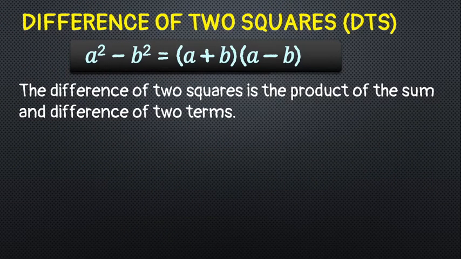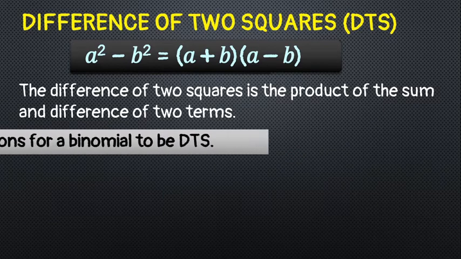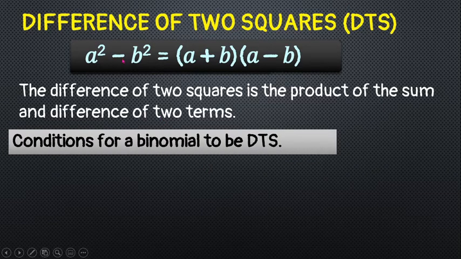So to begin with, difference of two squares is the product of the sum and difference of two terms. So here is the pattern: a squared minus b squared is equal to the quantity of a plus b times the quantity of a minus b. But before we can factor difference of two squares, we just need to make sure that the given binomial is a difference of two squares.